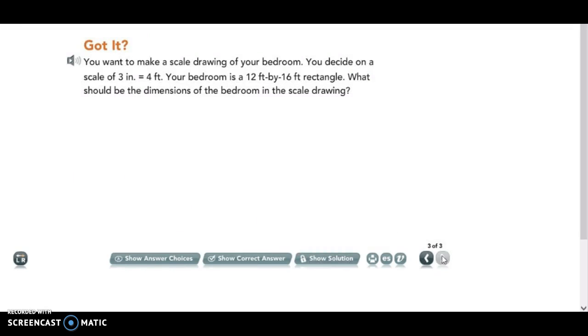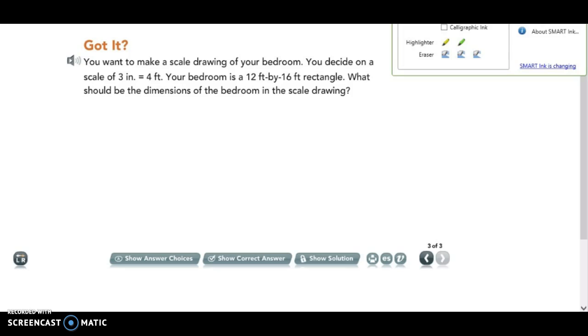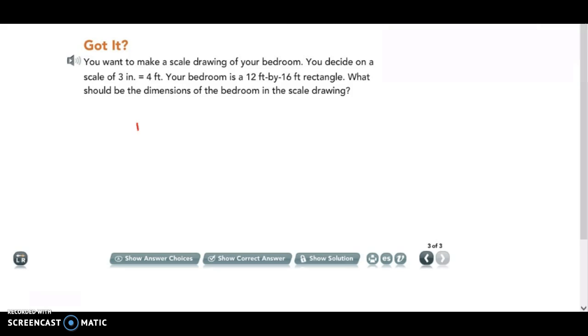So now we're going to make a scale drawing of your bedroom. You decide on a scale of 3 inches to every 4 feet. And your bedroom, they tell you, is going to be 12 by 16. So once again, we're going inches to feet. Inches are 3 and your feet are 4.